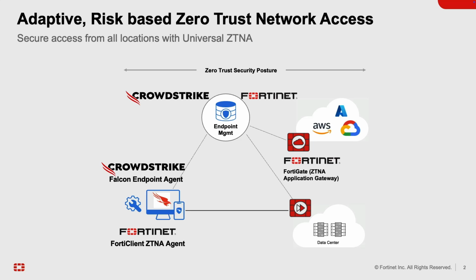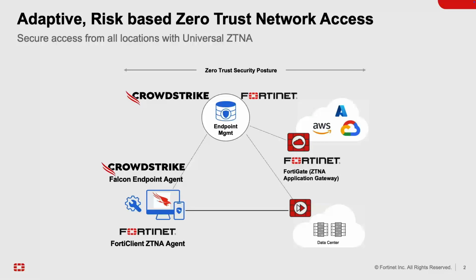In this architecture, both FortiClient EMS server and CrowdStrike Insight XDR act as the policy engine which continuously monitors endpoint posture status to assign the zero trust tags or ZTS scores, while FortiGate acts as the policy enforcement point.